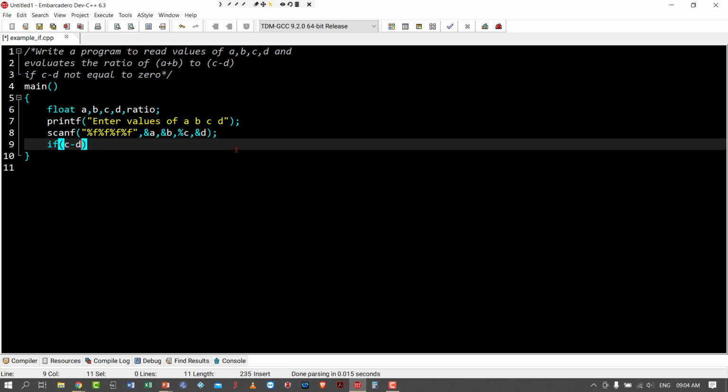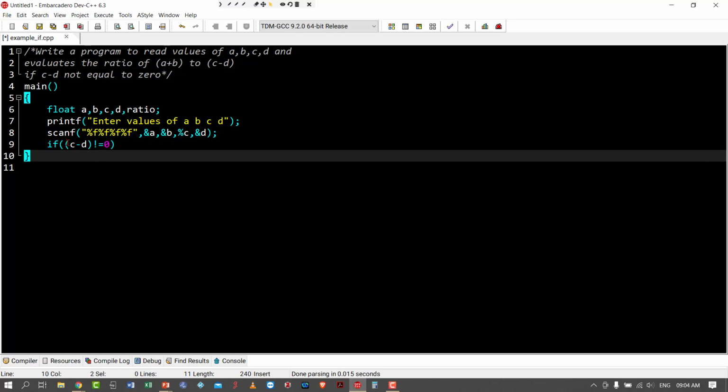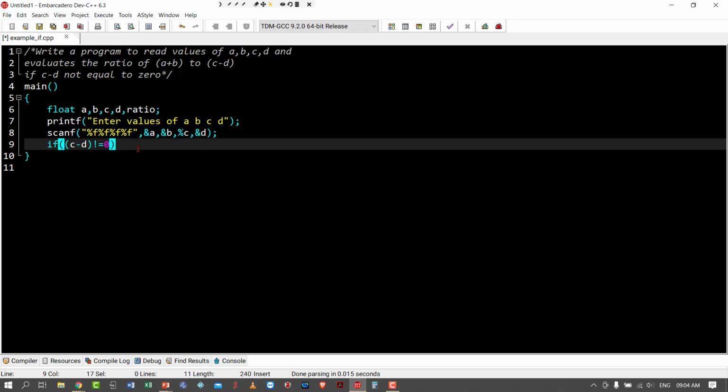Adidev. Yes, sir. How to write not equal to? Exclamation mark and equal to. Very good. Exclamation mark equal to, not equal to 0. One more thing you have to take care of is, you just enclose C minus D within a bracket, because then it will make sure C minus D will be evaluated, and then it will be compared with 0.